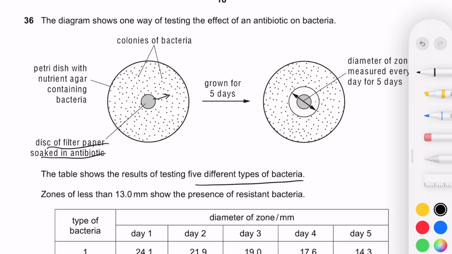So for 5 days, and you can see that it actually did, because here we don't have any of these spots. Sometimes they would show this as a gray part, not necessarily spots, but this also helps us to understand, so that's great. Again, zones of less than 30 millimeters show the presence of resistant bacteria. Okay, so if it's less than 30 millimeters, that means that bacteria are resistant.